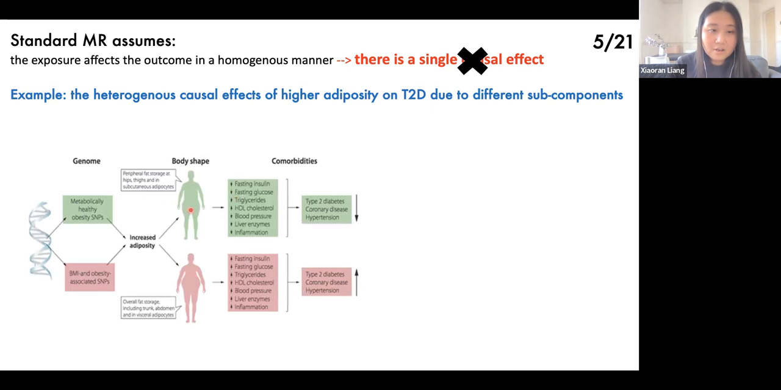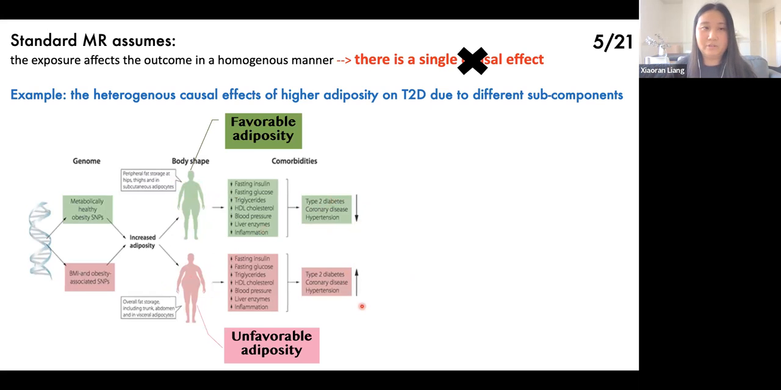So for example, some of the excess fat, like the fat stored at hips or thighs, might be associated with decreasing risk of those metabolic conditions. So we call it favorable adiposity. But on the other hand, some of the excess fat, like the fat stored around organs, might be associated with increasing risk of the metabolic conditions. So we call it unfavorable adiposity.